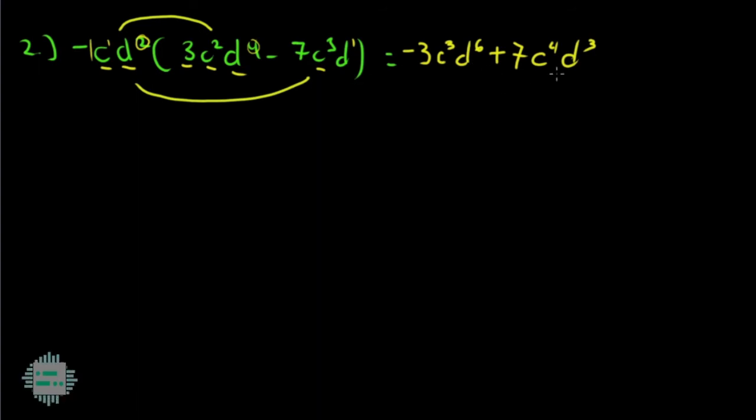Pwede ba nating i-combine? Hindi. Fortunately, kasi hindi sila like terms, no? So, ibig sabihin, ito na yung sagot. Although parehas may C tsaka D yan, hindi naman parehas na X. We learned in our last video na posible lang yung addition at subtraction ng polynomials kung parehas ng variables at parehas ng exponents na ginamit.